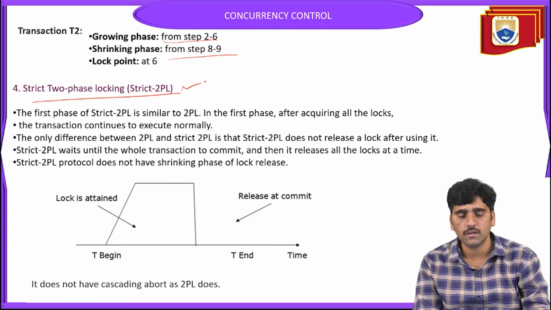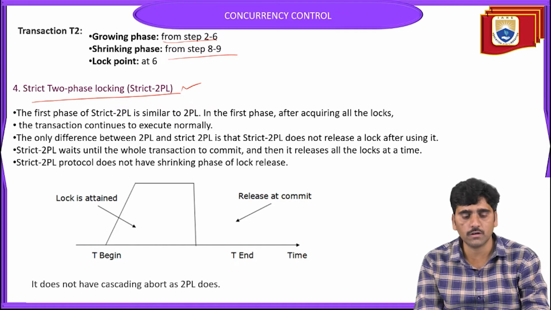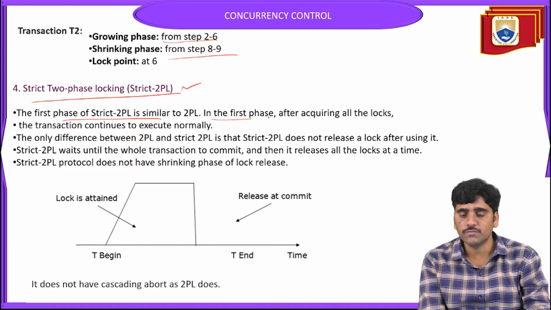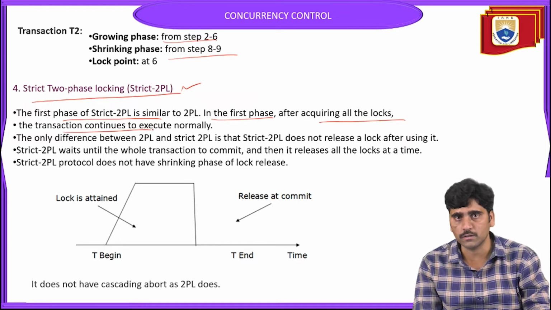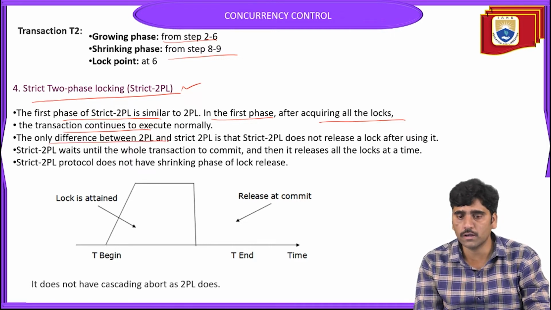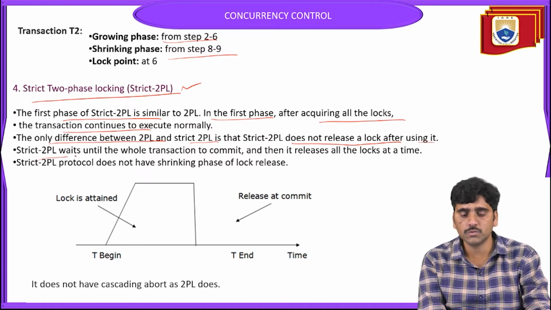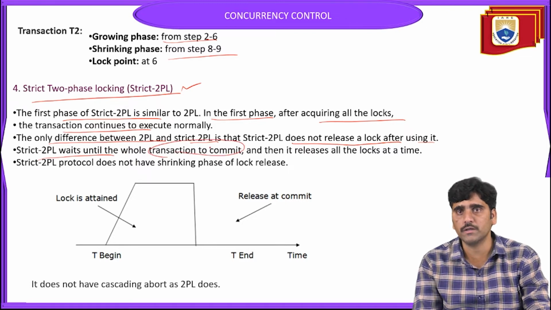This strict two-phase locking protocol is somewhat different from the two-phase locking protocol. The first phase of strict 2PL is similar to 2PL. In the first phase, after acquiring all the locks, the transaction continues to execute normally. The only difference is that strict two-phase locking does not release a lock after using it, but waits until the whole transaction is committed.